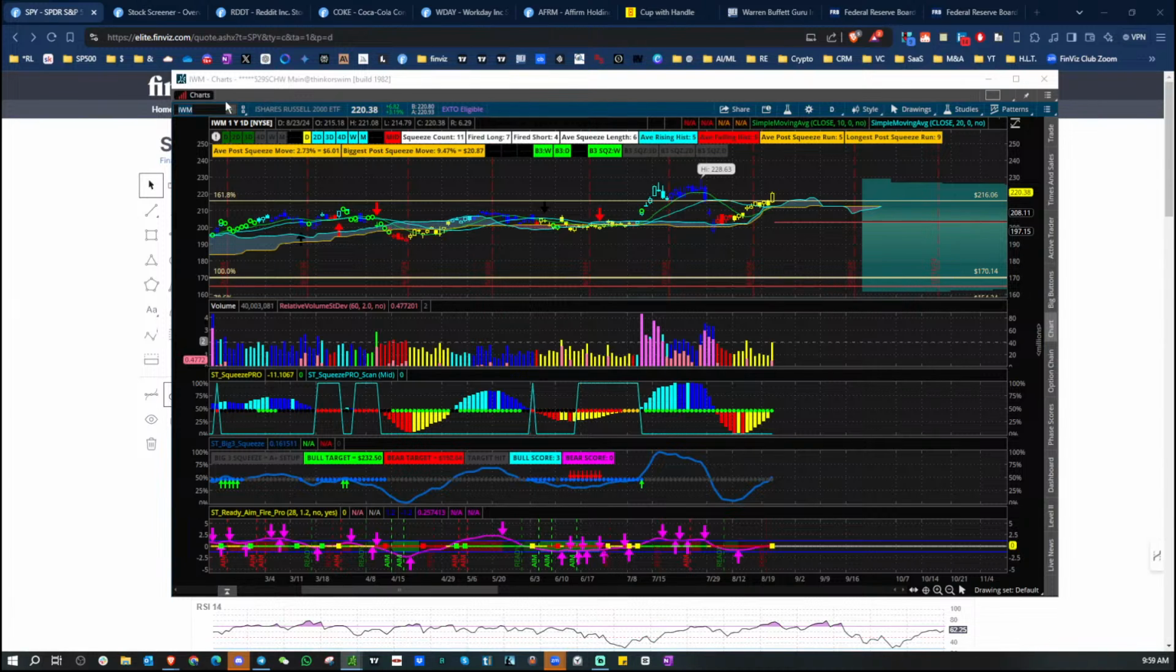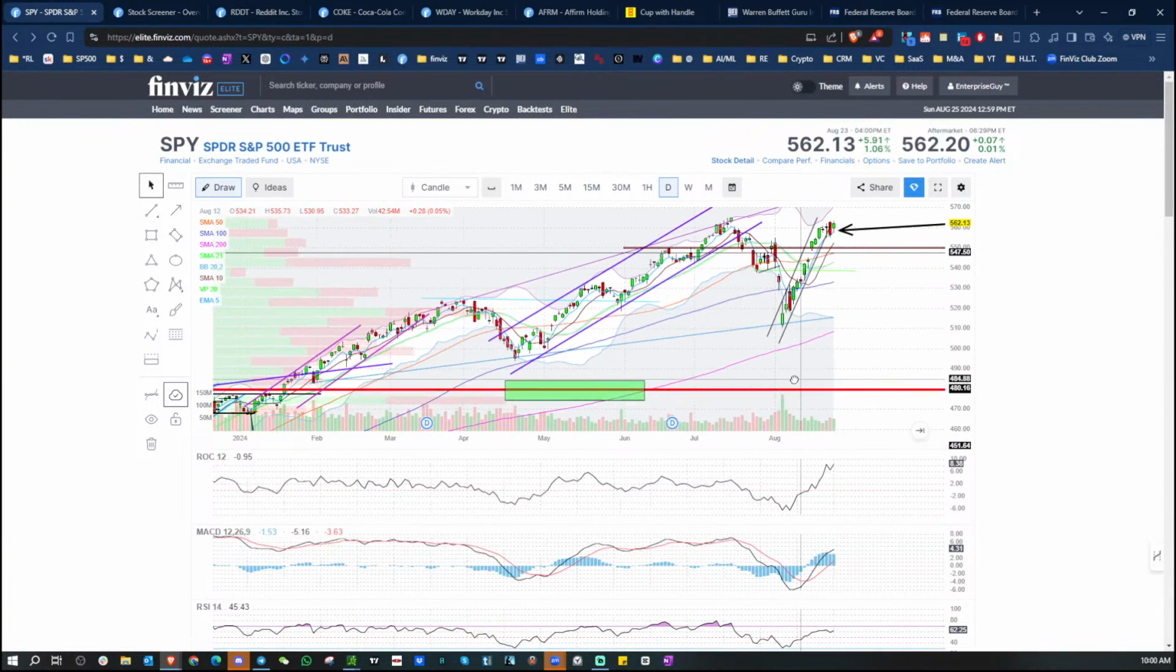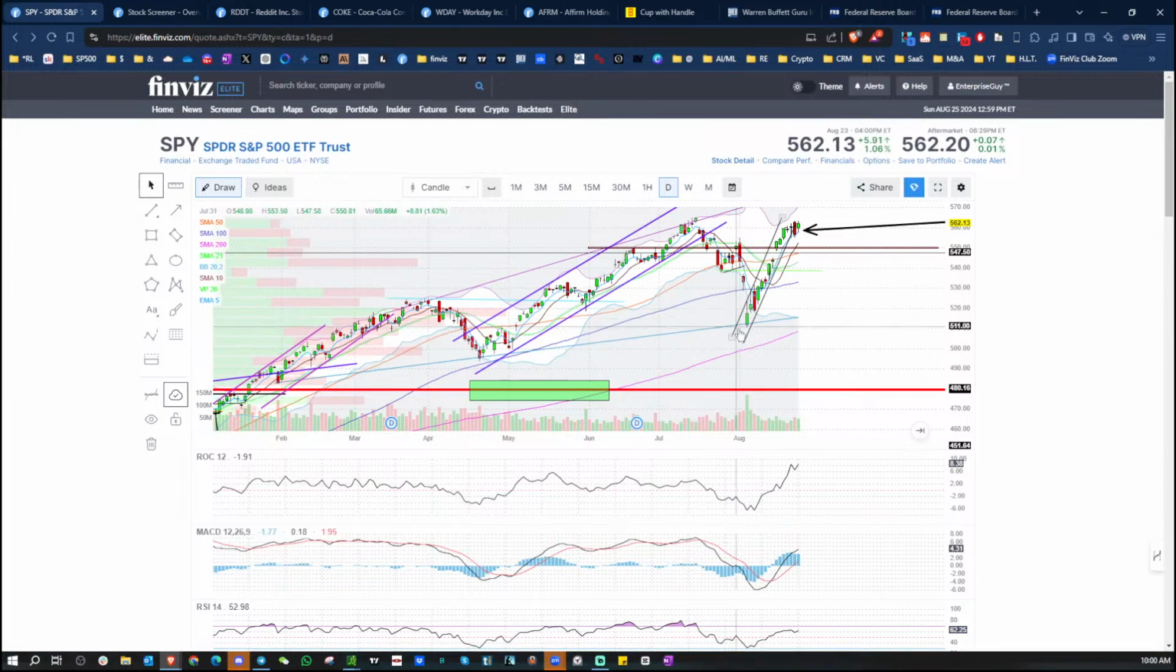We're going to take a look at the markets in a few different ways here. I mean, quite a bit of a bounce, right? And it almost seems like the indicators we use don't really signal until a little bit later.